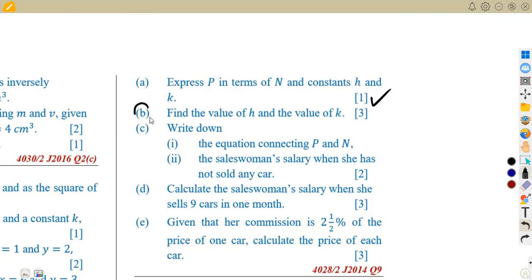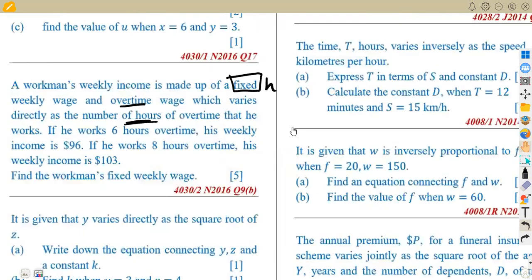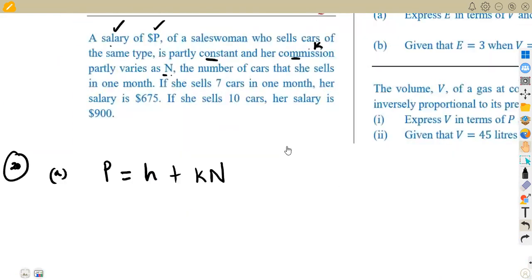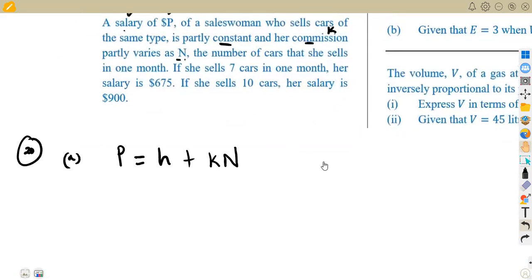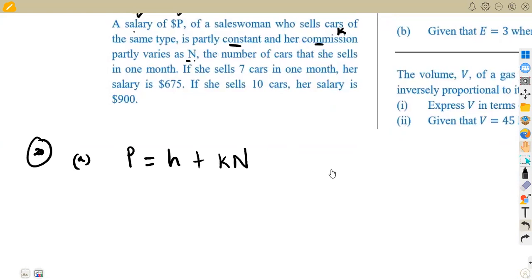Then the second item, B: find the value of H and the value of K. That was the B part. So in B, we are supposed to calculate the value of H and K. From which information? That is where you consider what you are given now. So this is B, not A. A, we are done. We end the A now. We are supposed to find H and K, so we use this information now.